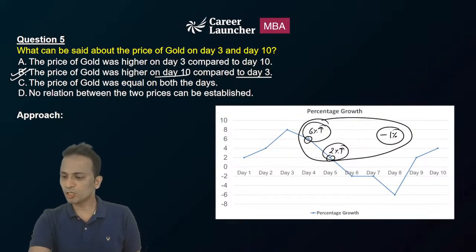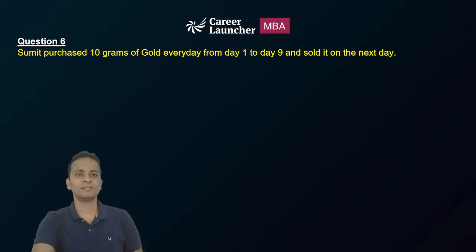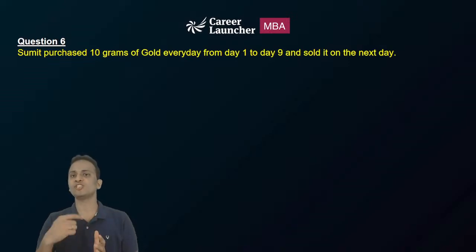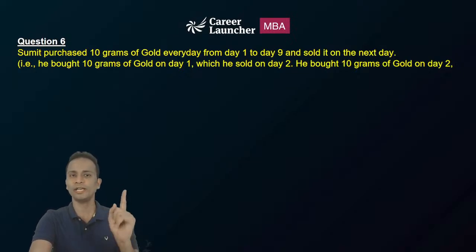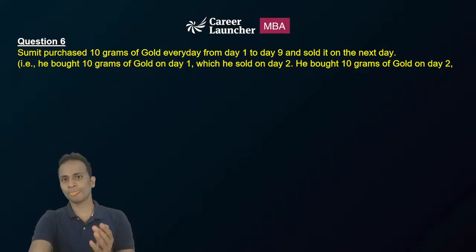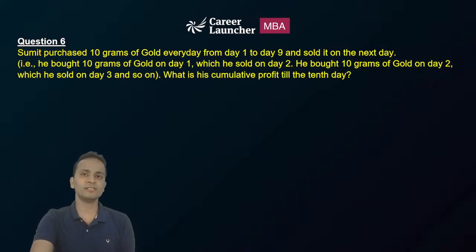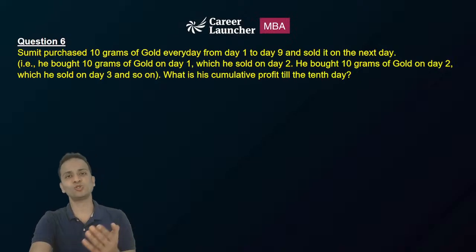Understood? Let's move on and look at the last question for the day. Okay, last question. Sumit purchased 10 grams of gold every day from day 1 to day 9 and sold it on the next day. Basically, he bought 10 grams of gold on day 1, sold it on day 2, then bought 10 grams on day 2, which he sold on day 3, bought 10 grams on day 3, sold on day 4, and so on. He kept on doing it up till 9th day. So 9th day, he bought the finally 10 gram and he sold it on the 10th day.